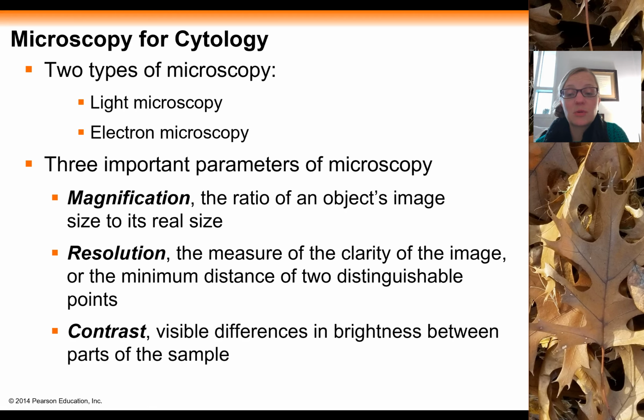And then lastly, we've got contrast. So contrast is pretty important in that it helps you visualize your sample. And sometimes you'll have to increase contrast, a couple of different ways, to better identify your cells, structures within the cells, etc. But essentially, contrast is the visible difference in brightness between different parts of the sample. So that means how dark are your darks and how light are your lights. If everything's kind of a medium gray, it's going to be really hard to differentiate what's what. But if you've got really dark sections and really light sections, that difference in brightness will help you visualize your sample.